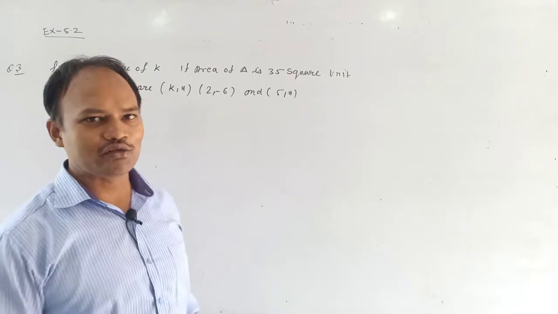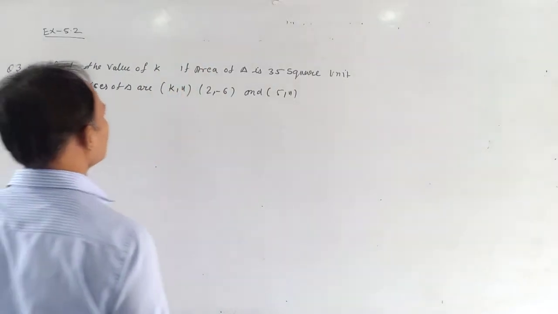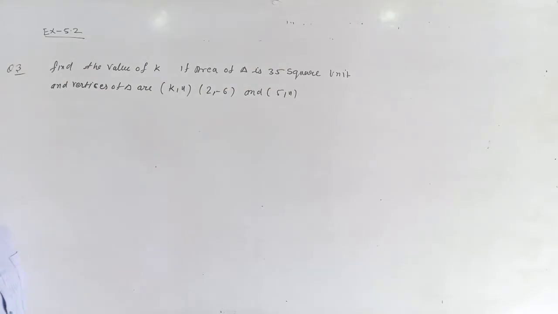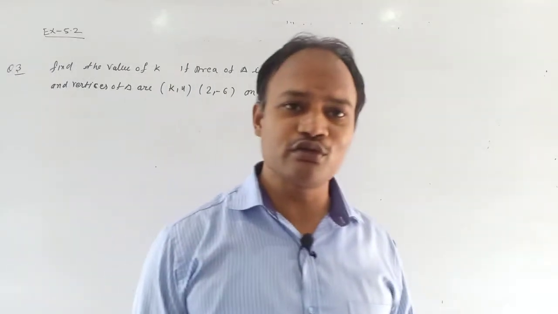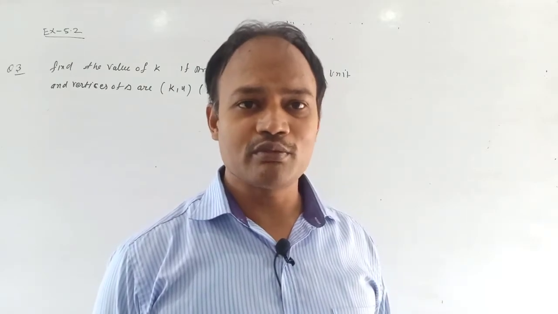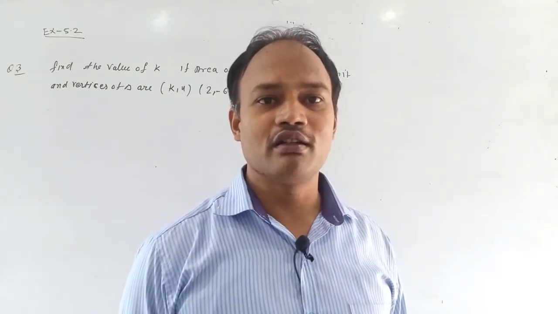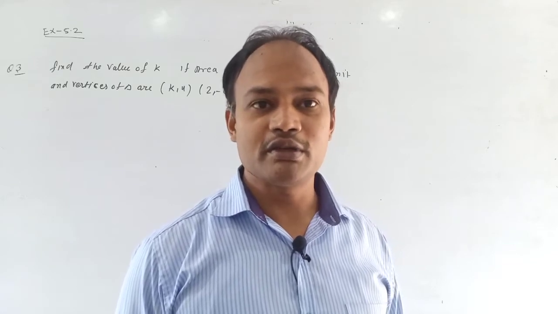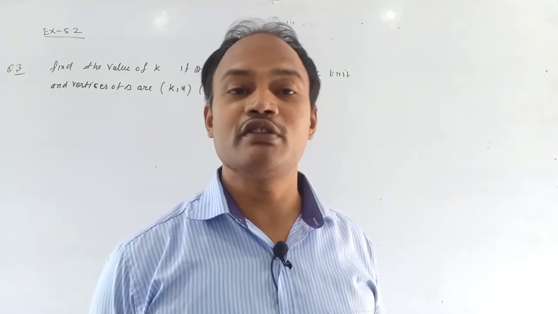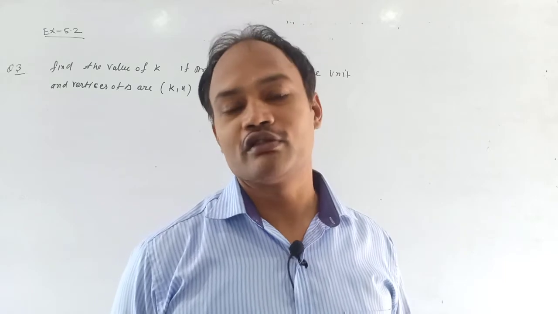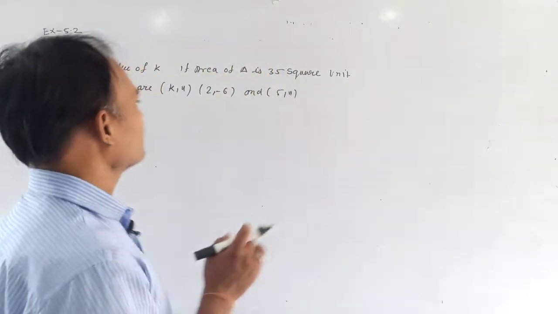Students, this is the question. So how can we solve? Find the value of k if area of triangle is 35 square unit and vertices of the triangle are (k, 4), (2, -6) and (5, 4). When we have to find the value of k, always remember that we have to use the area of triangle positive and negative both. Because area of triangle is always positive, but when we are going to find the value of k, it may be positive or negative. So we have to use negative or positive sign before the area.